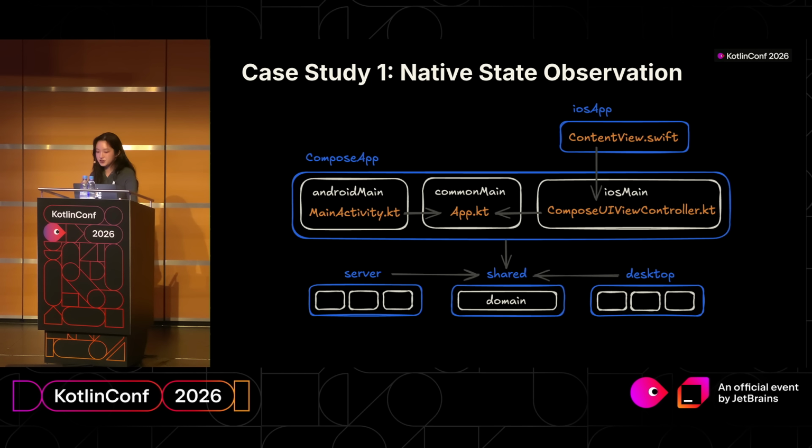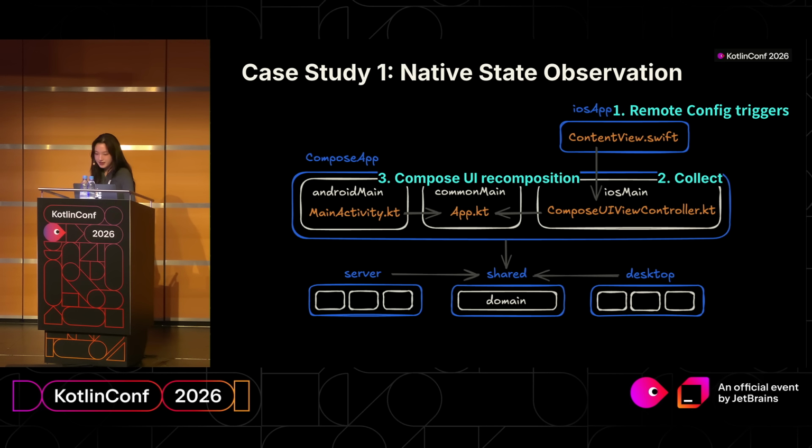Let me connect the flow visually. Step 1, Remote Config triggers in the iOS layer. Step 2, the data flows into the Compose app's iosMain where the StateFlow gets updated. Step 3, the Compose UI recomposes based on the new state. The native SDK does its thing, calls a Kotlin function, the StateFlow updates, and Compose recomposes.